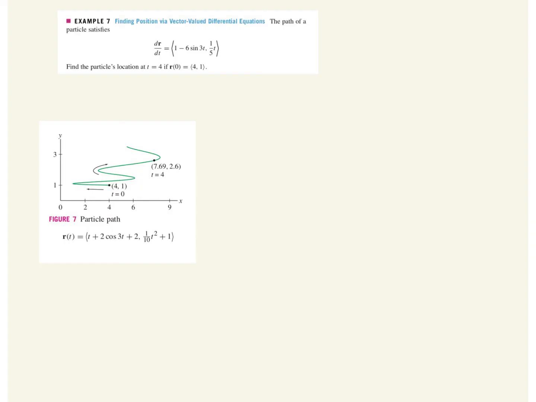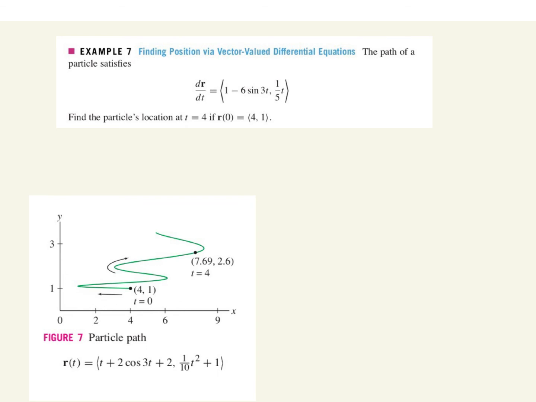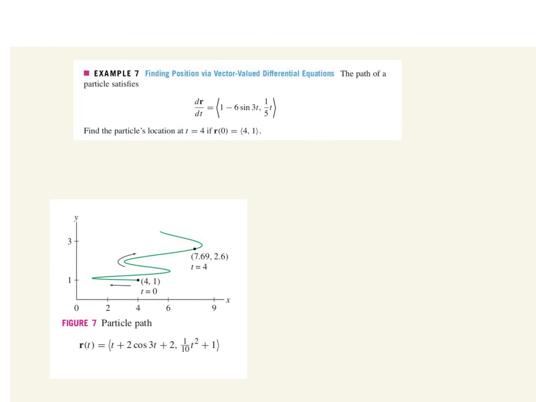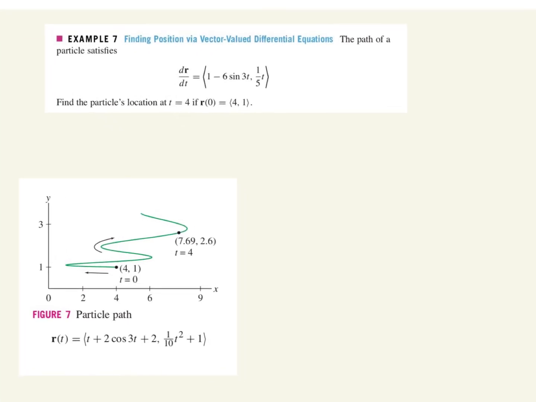All right, so the graph is sort of an afterthought. It will pertain to the solution that we're about to find. Okay, so the question says finding position via vector valued differential equations. So the path of a particle satisfies this. So the rate is given. Find the particle's location at t is equal to 4 if r of 0 equals 4, 1. Right? We're given an initial condition. We're given a rate. We go ahead and integrate this, and then we'll be able to solve for our c.